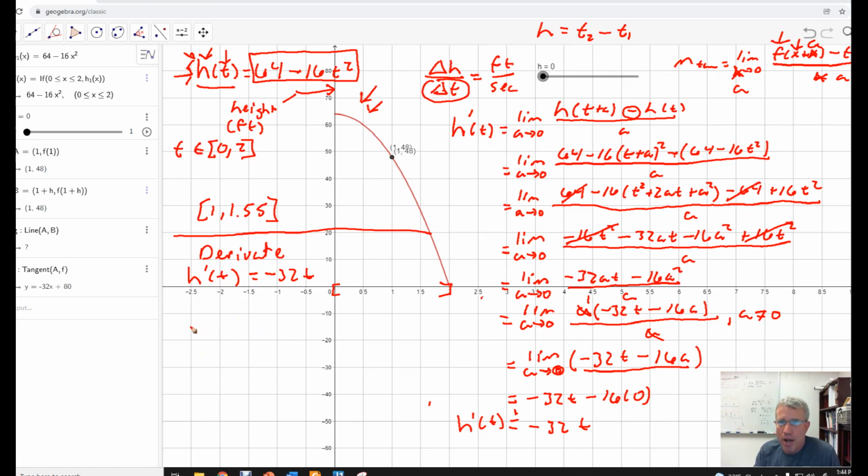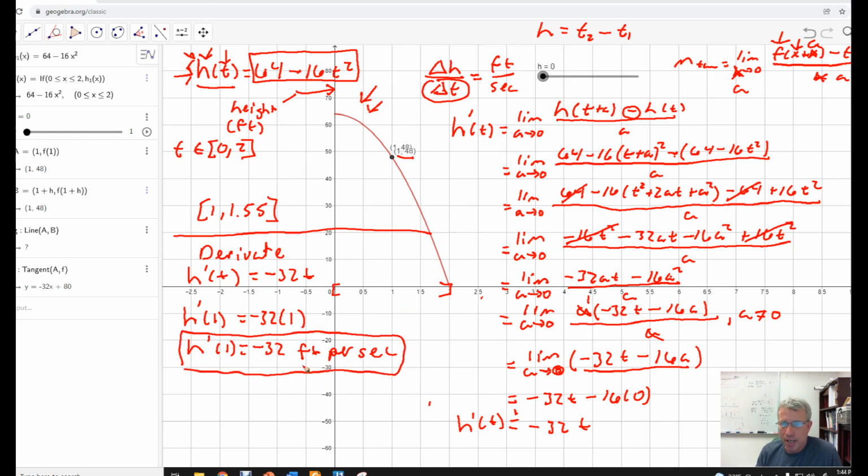So if I want to know how fast the ball is falling 1 second into its flight when it's 48 feet above the ground, I just plug time equal to 1 into my derivative. H prime of 1 equals negative 32 times 1 equals negative 32. And this is going to be feet per second. So that's going to be my speed. The speed when time is equal to 1 is negative 32 feet per second.